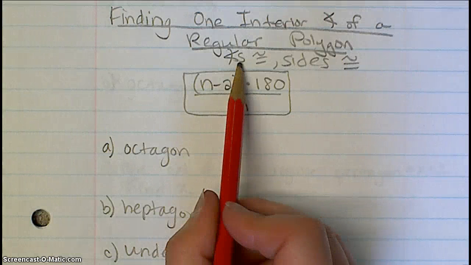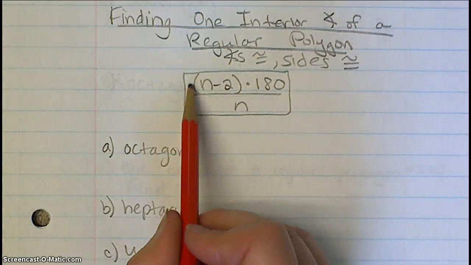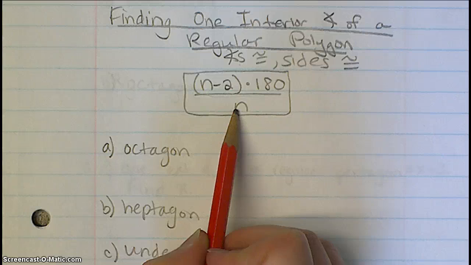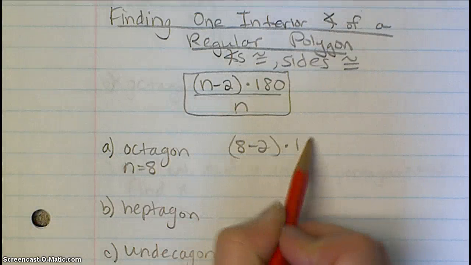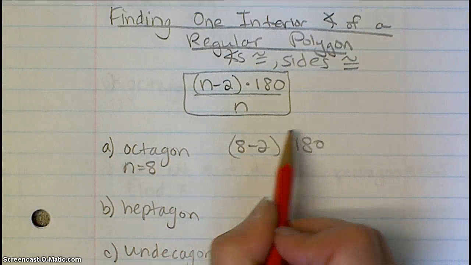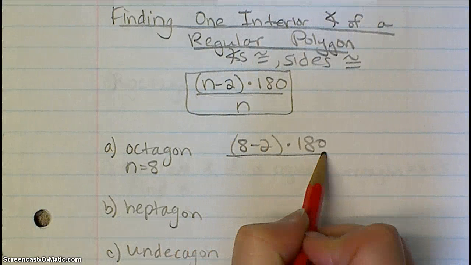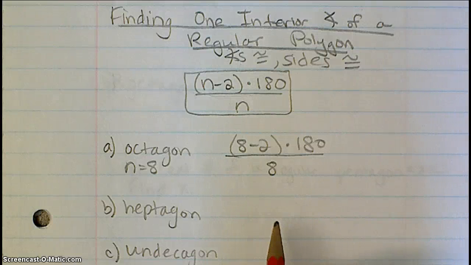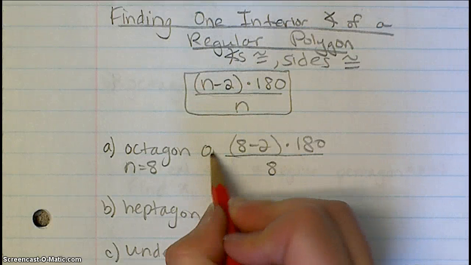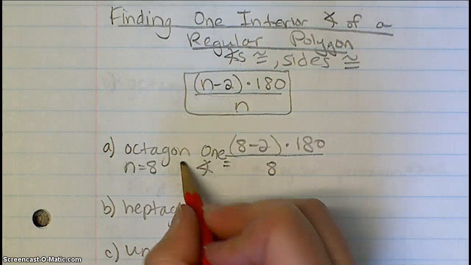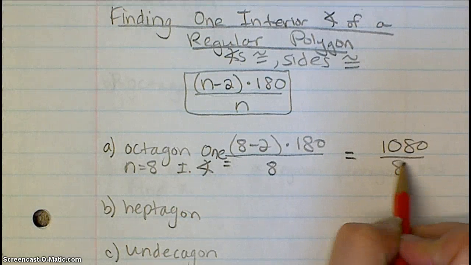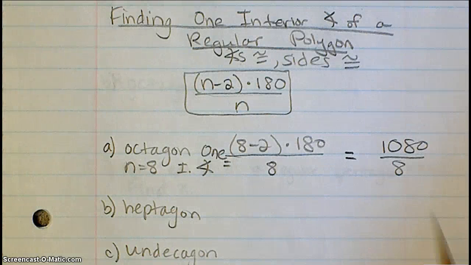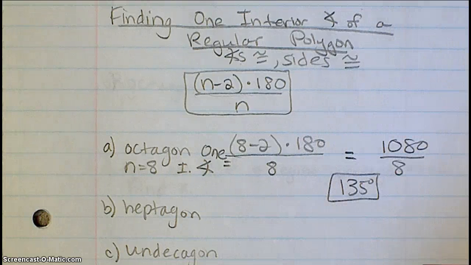Now if all the angles are congruent, that means I'm going to take the total, what we just learned, (n minus 2) times 180, and divide it by the number of angles that we have for this polygon. So for example, an octagon, n is 8. So I'm going to do (8 minus 2) times 180. That's going to give me the total angles inside of an octagon, but I only want 1, so I need to divide it into all 8 of those equal angles. So this is 1 interior angle. We get 1080 divided by 8, which is 135 degrees.